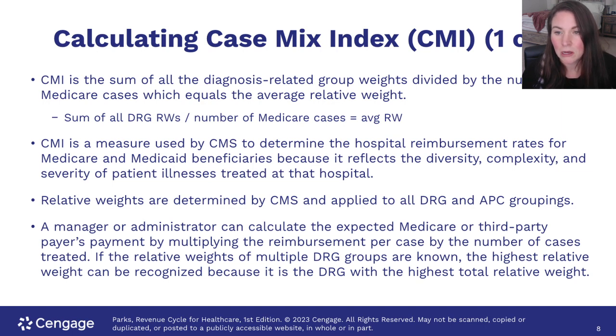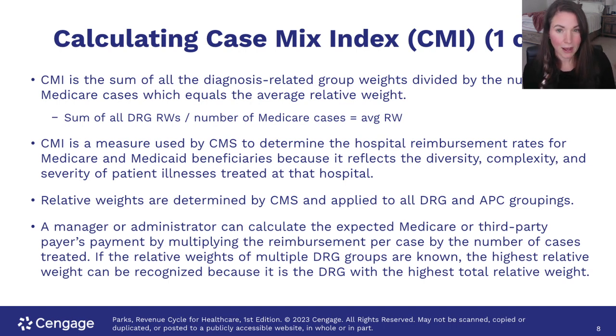So again, CMS assigns a relative weight to every DRG. If a hospital knows the number of DRGs or APCs for a specific time period, like a specific month, then they can calculate the relative weight by multiplying the relative weight by the total number of cases in the DRG or APC.